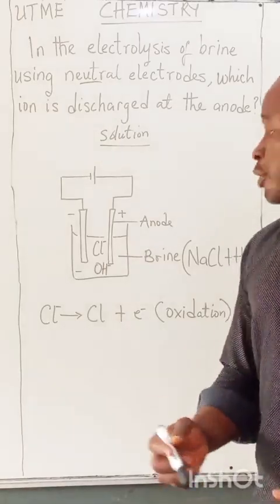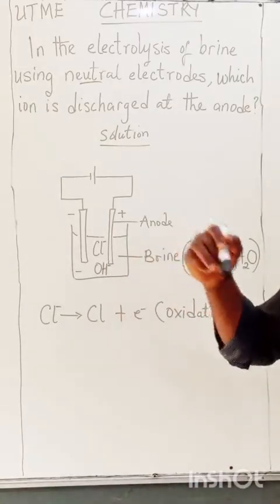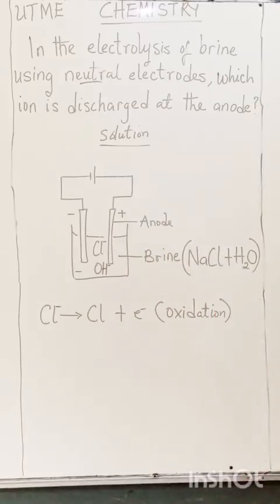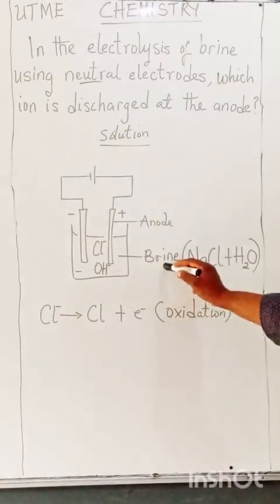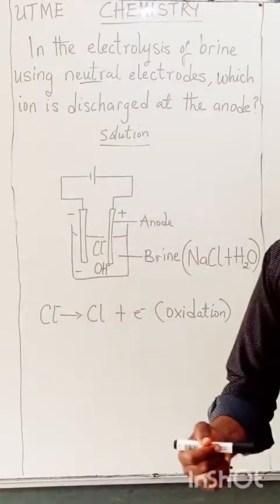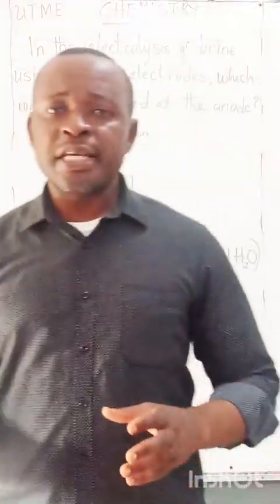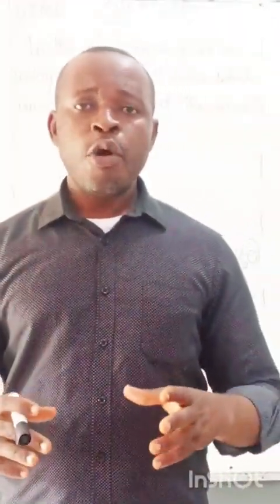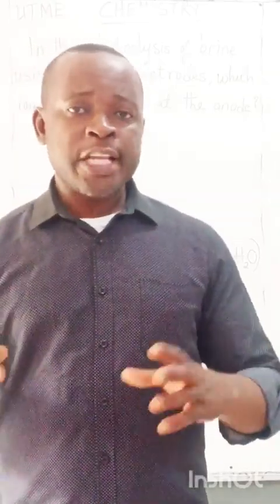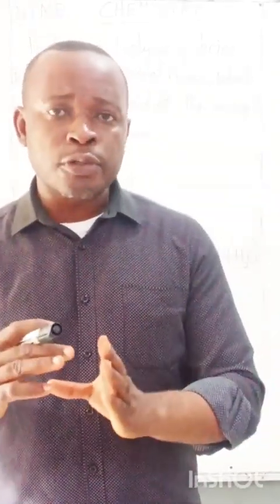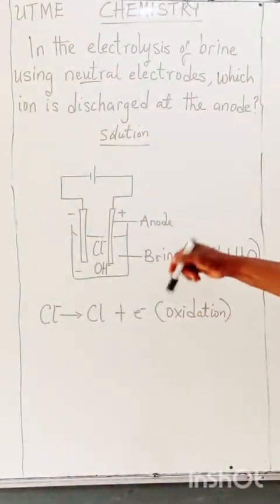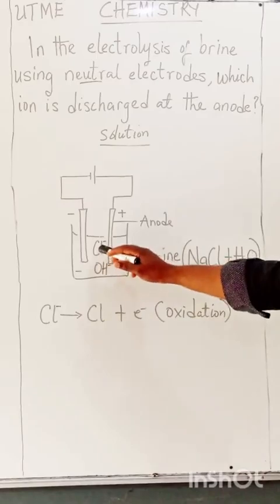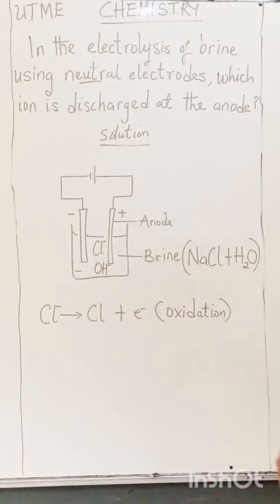Ordinarily, it's supposed to be OH minus that will be discharged, but because the concentration of Cl is higher in brine, that is why Cl is coming out in preference. Again, remember that in the electrochemical series, OH minus and Cl minus are very close. Because they are very close, the effect of concentration is more pronounced, and so chloride ions come out in preference.